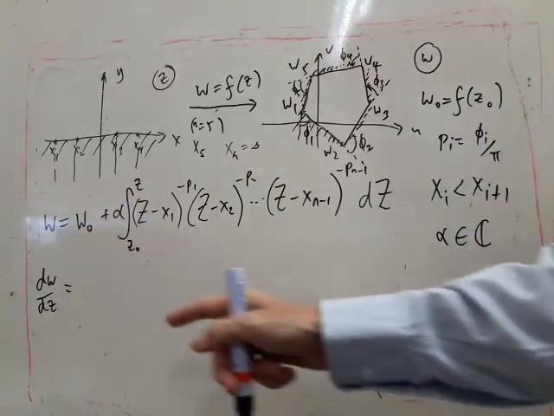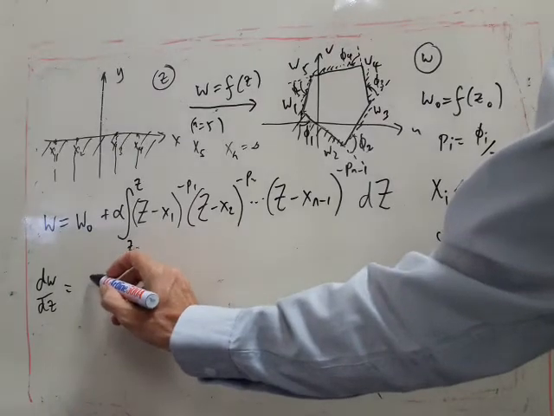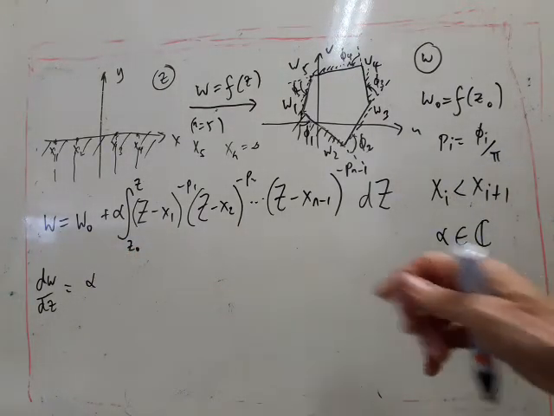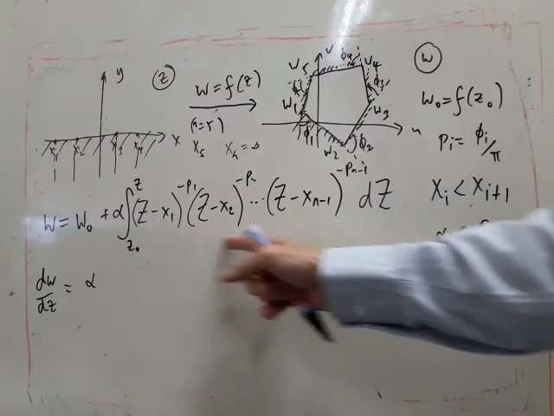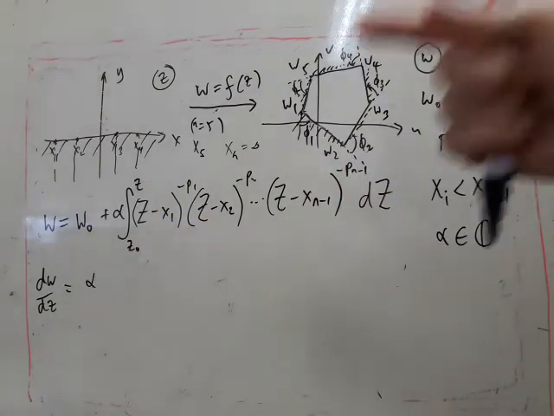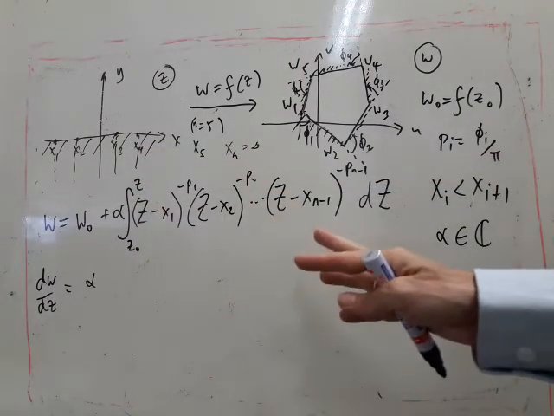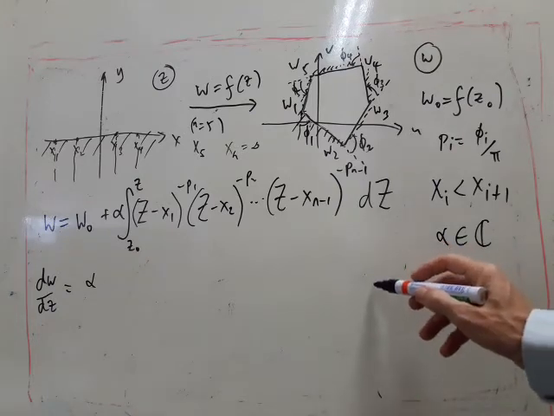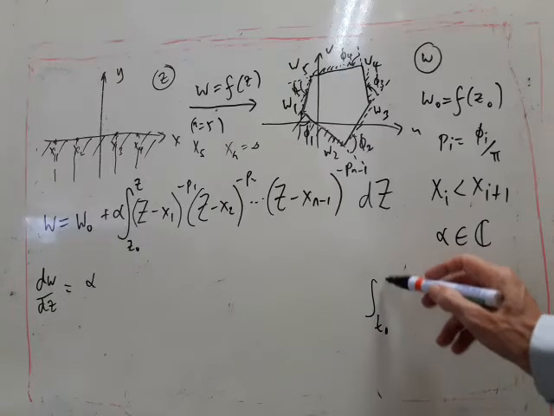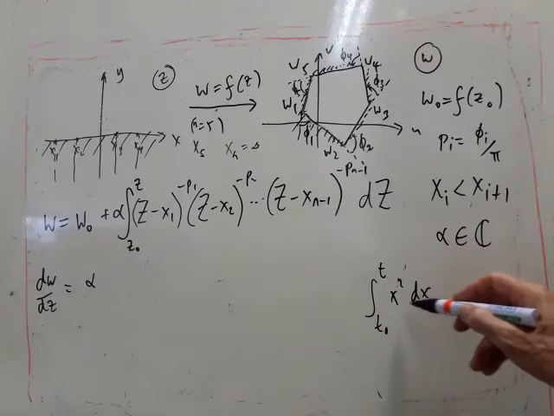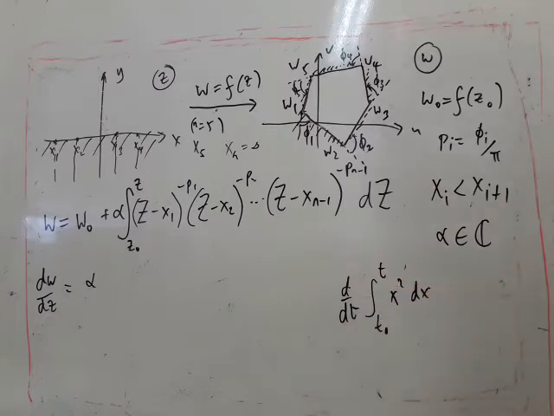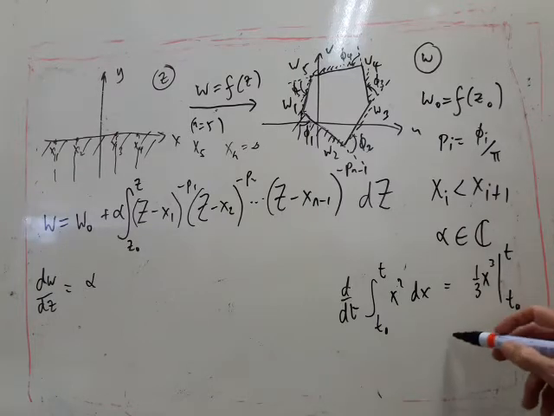equals, okay, well w naught is a constant, then we're going to have alpha, and then if you differentiate an integral, you just get the integrand, but evaluated at the value z. Okay, so if you think about it, for example, if you differentiate the integral from t naught to t of x squared dx by dt, if you think about what actually happens, you integrate the x squared to get x cubed over three, and then you substitute in the t and the t0.